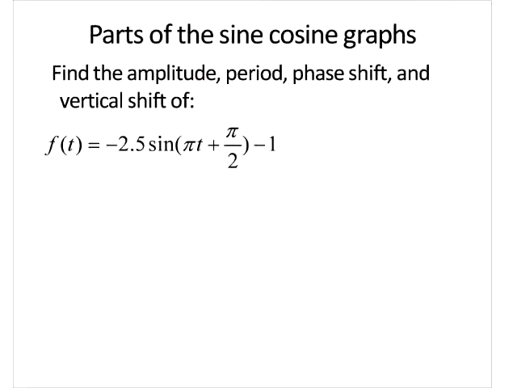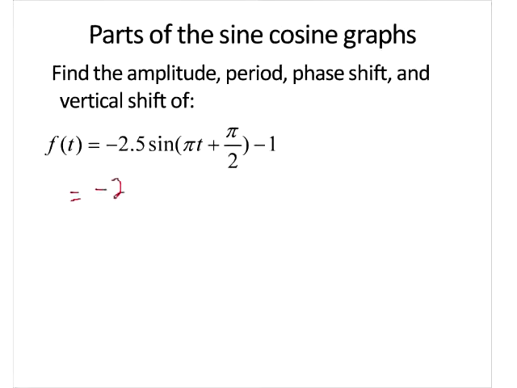Here we go. Here's our example of a sine function. It's almost in the format we want, but not quite. Remember, we need to have this t kind of by itself. So here's the first thing that I'm going to do. I'm going to factor out the number in front of the t. So I'm going to factor out a pi.